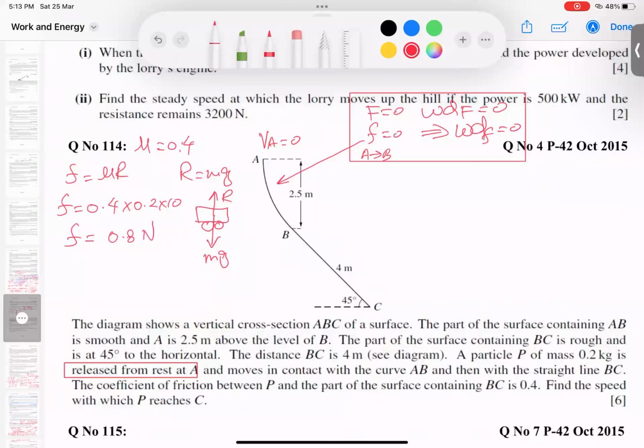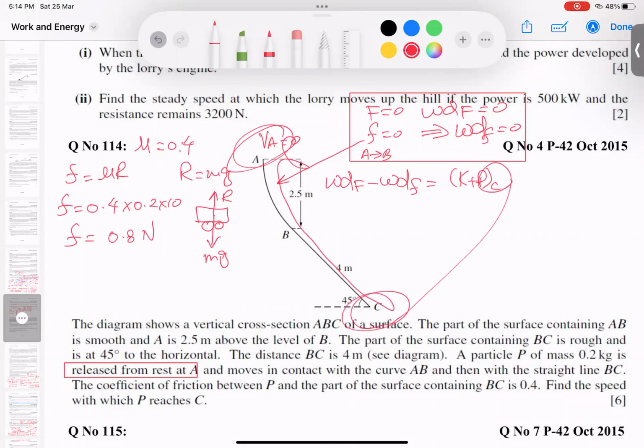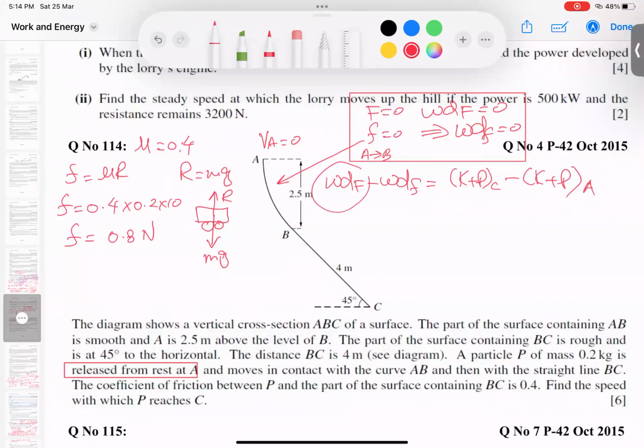Now you can ask me, why do we need this friction force? You will see when I apply it. What is the question? Find the speed at C. So I apply the magic formula: work done by applied force plus work done by frictional force equals kinetic energy plus potential energy at the end, because we start from here, come downward, ending at C, minus kinetic plus potential energy at the starting point A. Work done by applied force is zero, as I said before, so don't waste time. This is an interesting part. Work done by friction force from A to B is zero, so I will not include it.